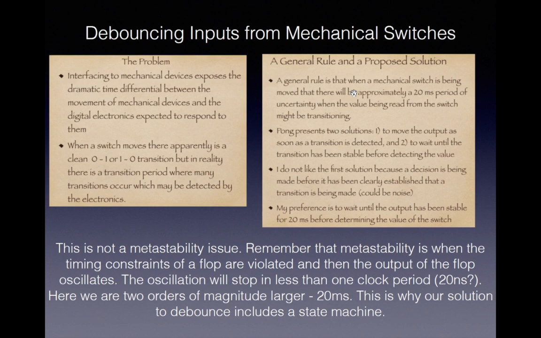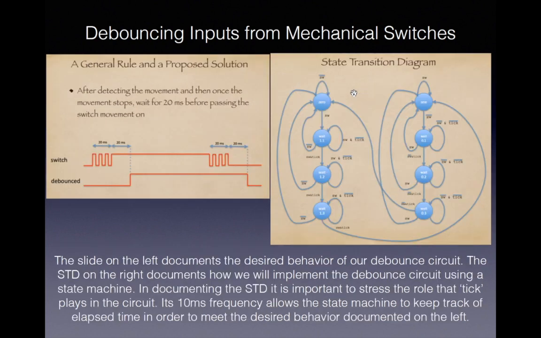Debounce, I'm going to move pretty quick through here. Keep in mind, debounce is different than metastability. With metastability, we're talking tens of nanoseconds. With debounce, we're talking tens of milliseconds. The upper left shows exactly what we're talking about. When the switch moves from a 0 to a 1, there's a period of transition that we call the bounce. What we're saying is that if a switch bounces, it'll settle in less than 20 milliseconds.